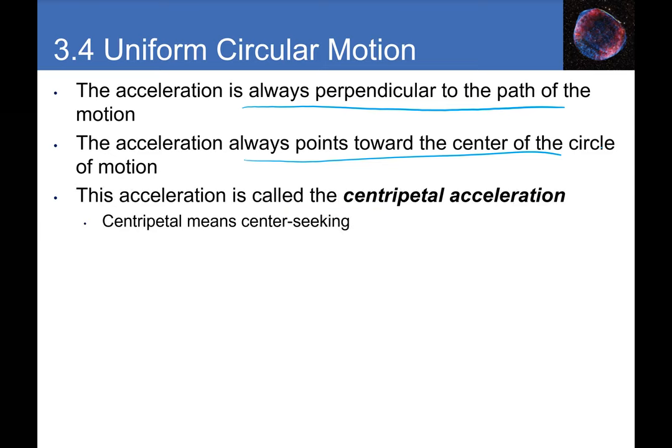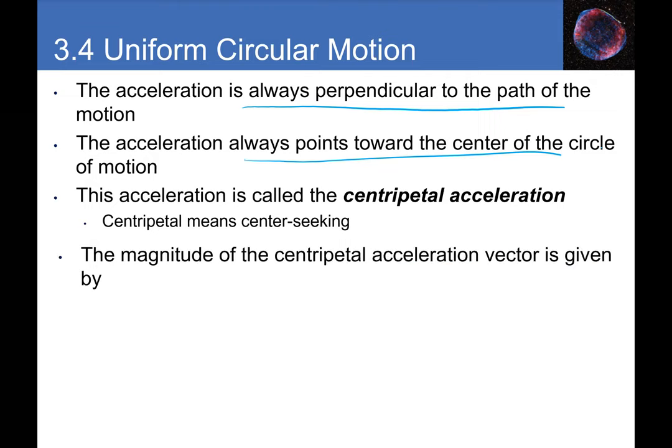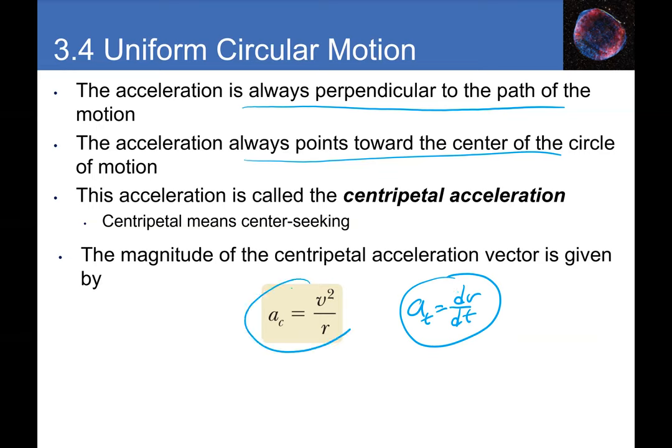This is known as centripetal acceleration. Centripetal means center-seeking, always pointing toward the center. The magnitude of this acceleration is given by speed squared divided by the radius. That means a_c, the centripetal acceleration, equals v squared divided by r. How about the parallel acceleration? Sometimes instead of parallel we call it tangential acceleration, a_t, because it's tangent to the velocity vector. What is the equation for this one that changes the speed? We have seen this before as well: it's dv/dt. So this one changes the speed, and the other one changes the direction.